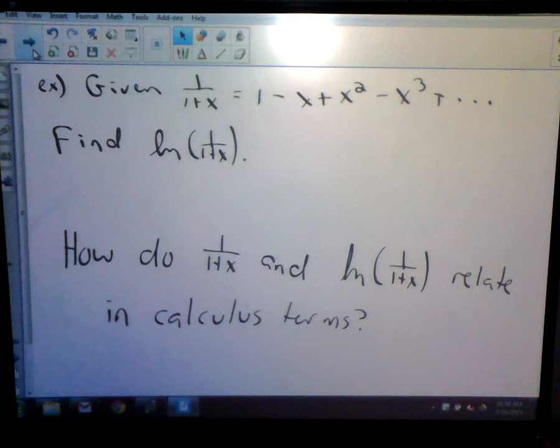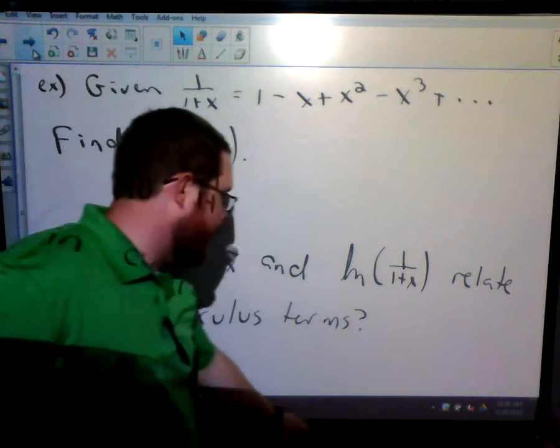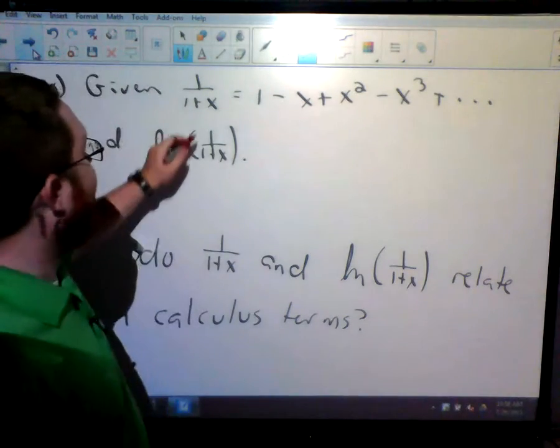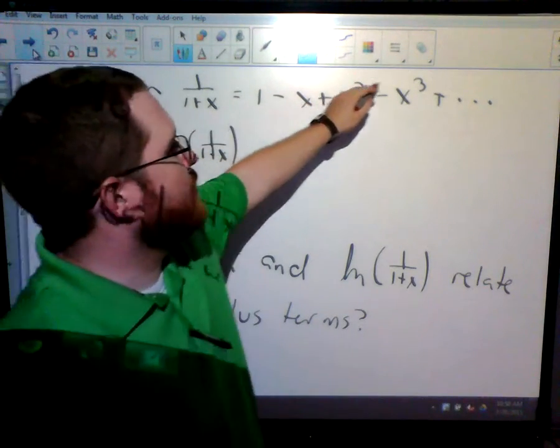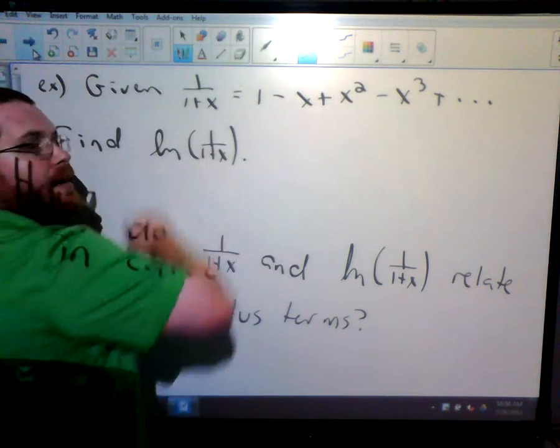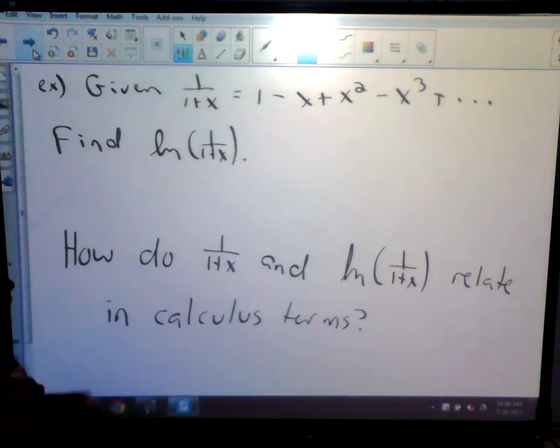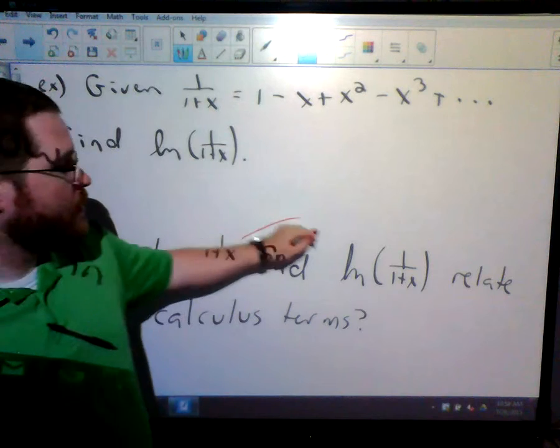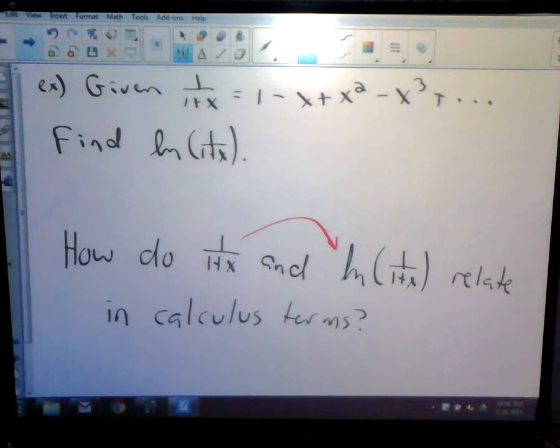What if I want the natural log of 1 over x plus 1? Well, how do these things relate? Well, I know this is 1 minus x plus x squared minus x cubed. Why do these alternate? Because that should be minus x and it's plus x. So how do I get from this thing that I know to this thing that I want in calculus terms?